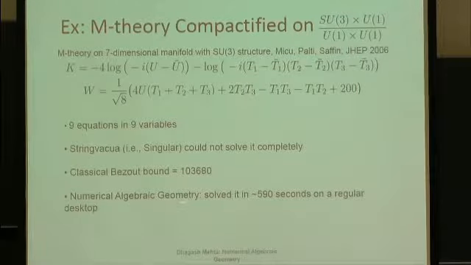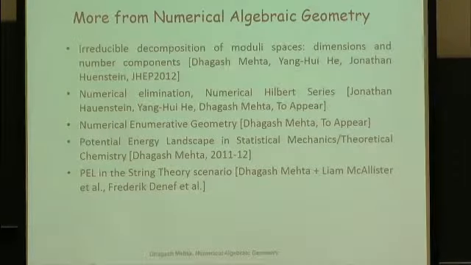Whereas a numerical algebraic geometry package, one of the packages, solved it in 10 minutes on a regular desktop. This was a classical Bézout bound. These many paths I had to track, and in the end I got all the solutions. So that was all about the case when only isolated solutions exist, so the zero-dimensional ideal.